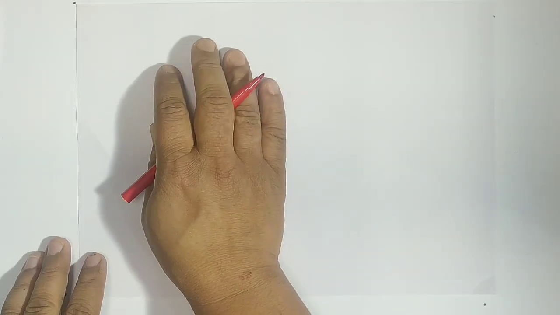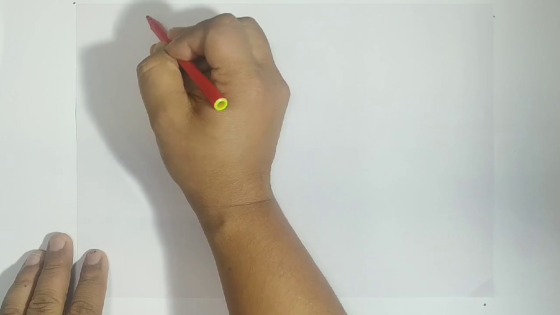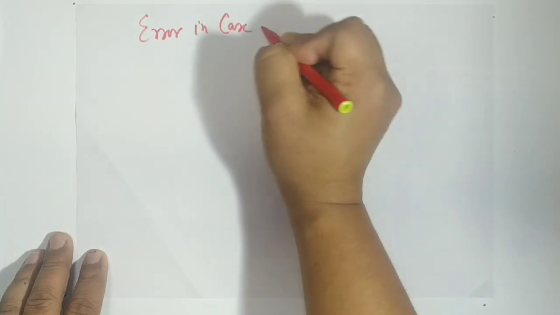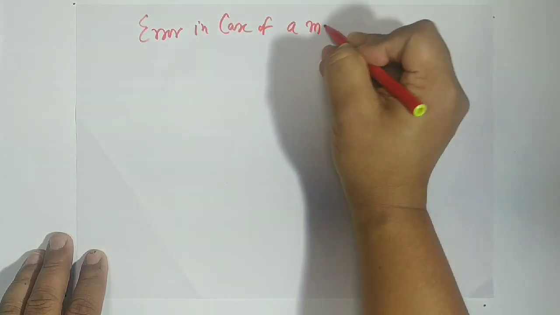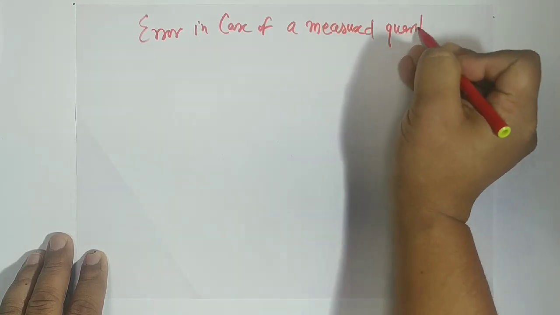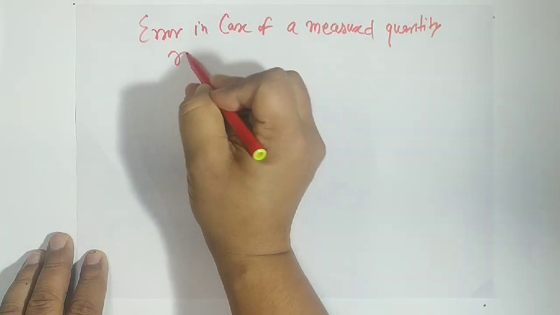And then another important thing, before we go for the numericals, is the error in case of a measured quantity raised to a power. There is another important case, if there is an exponential quantity. So when we talk about the error in case of a measured quantity raised to a power.